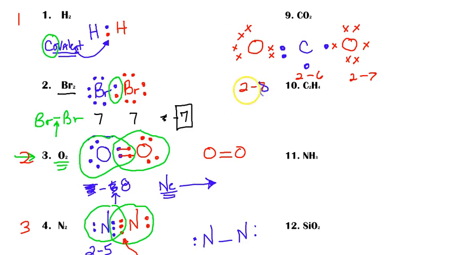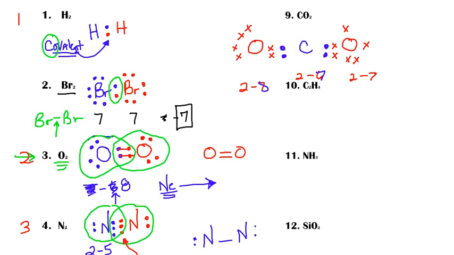Now it's got that octet. Now it's stable. This carbon, 2, 4, 6, is 2-7, so we're going to have to do the same thing on both sides, and you can see what's going on here. I'm going to move this guy over here, and I'm going to move one of these X's here, and boom.